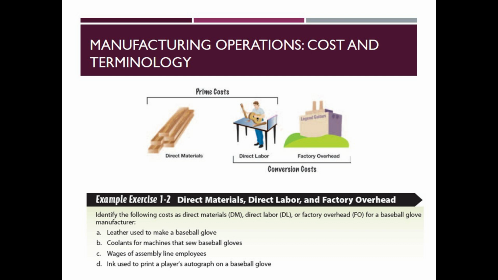Coolants for machines that sew baseball gloves. So that's factory overhead. So we refer to that as conversion cost. How about wages for assembly line employees? So since it is a direct labor, and direct labor is present in both prime cost and conversion cost, it's both. And letter D, ink used to print a player's autograph on a baseball glove. That's factory overhead, so that's conversion cost. Okay.